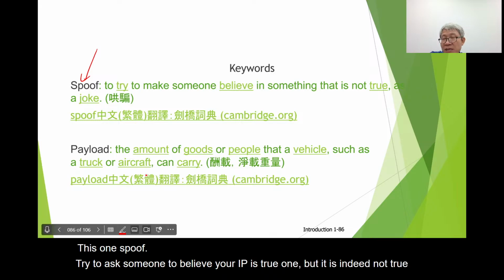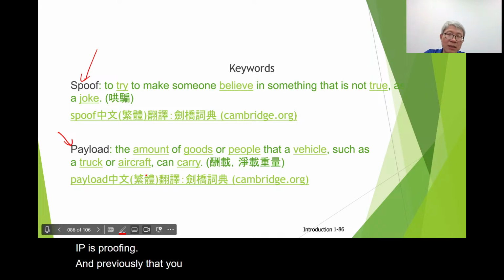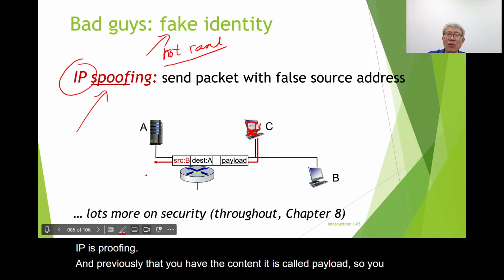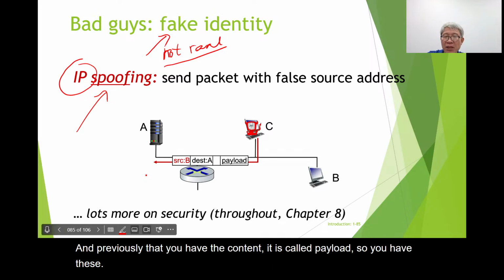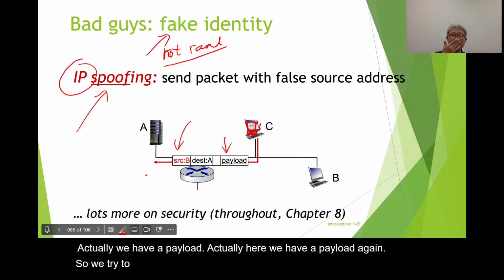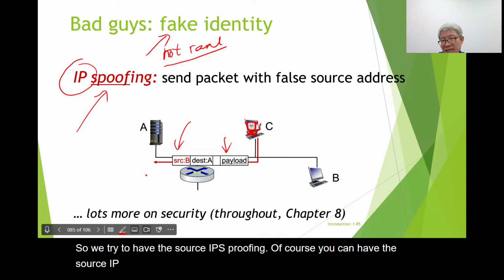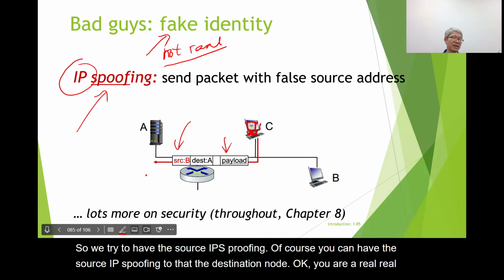So IP spoofing. And previously I already have the content. It is called payload. So you have these. Well, actually we have a payload. Actually here we have a payload again. So we try to have the source IP spoofing. Of course, you can have the source IP spoofing so that the destination knows, okay, you are a real IP. In fact, no, not correct.